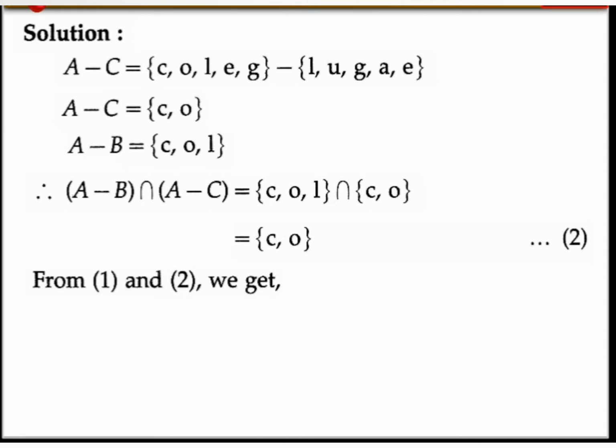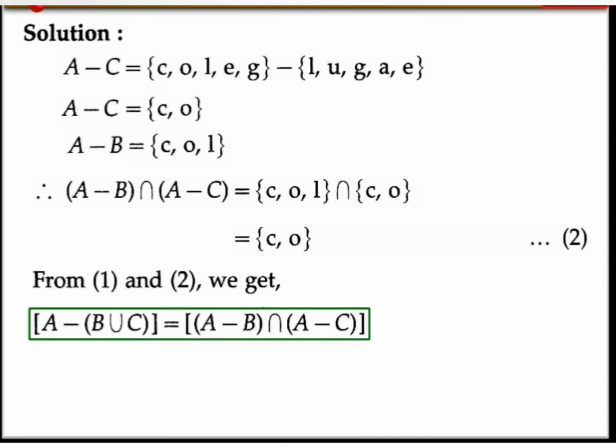Now from 1 and 2 you will see that A − (B ∪ C) is equal to (A − B) ∩ (A − C).